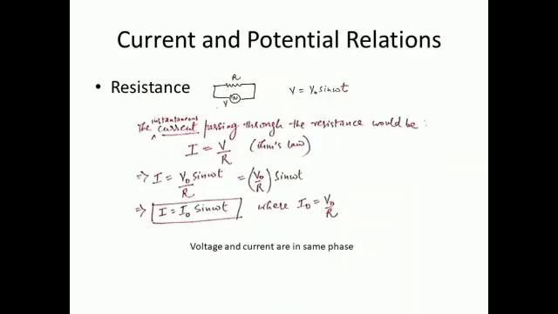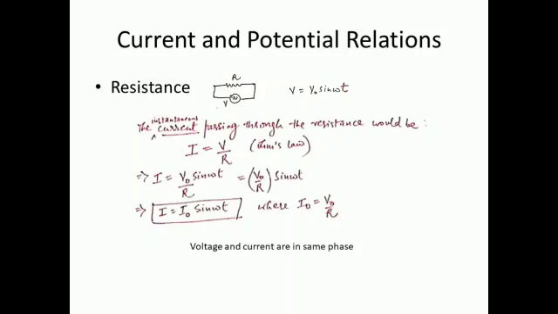Now let us see how the current and the voltages are related to each other when we apply a voltage to the three passive elements, that is the resistance, the capacitance and the inductance. Let us see firstly the case of the resistance.